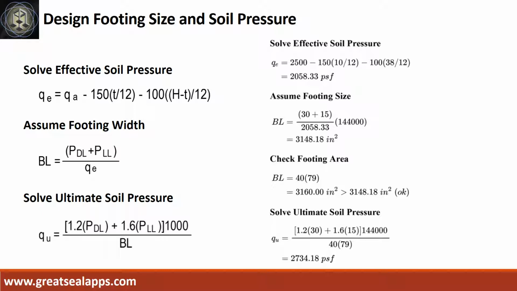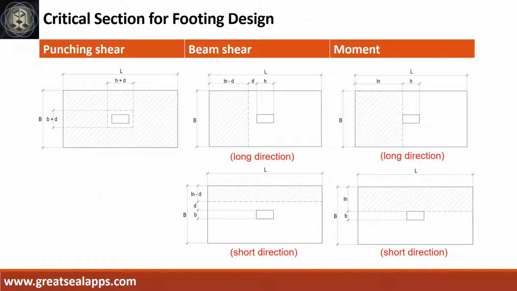Given allowable soil pressure equals 2500 psf, assume footing depth equals 10 inches, and depth from natural grade line equals 4 feet, the effective soil pressure is 2058.33 psf. Given actual dead load of 30 kips and actual live load of 15 kips, the assumed footing width is 40 inches and footing length is 79 inches. The ultimate soil pressure is 2734.18 psf. Critical section diagrams for punching shear, beam shears, and moment evaluations.